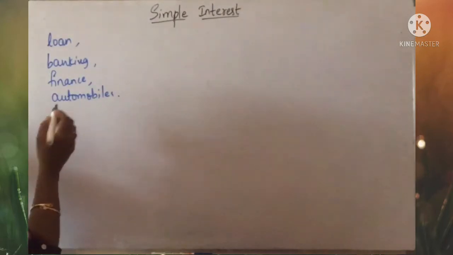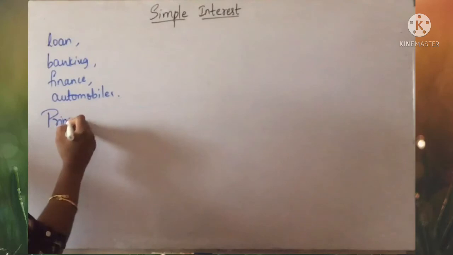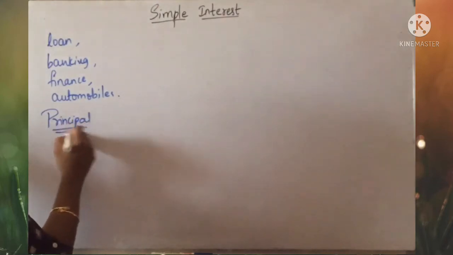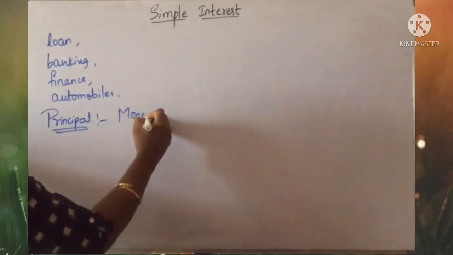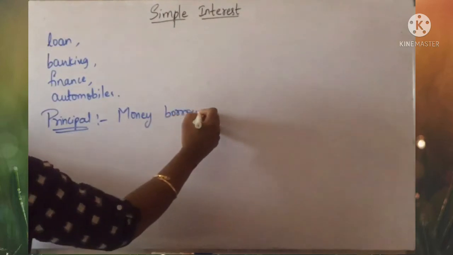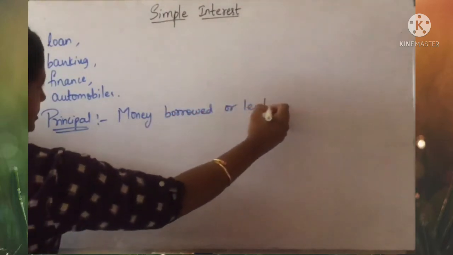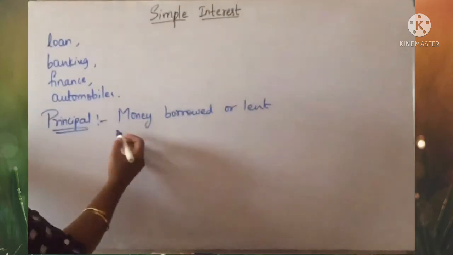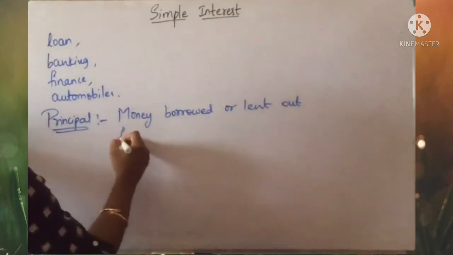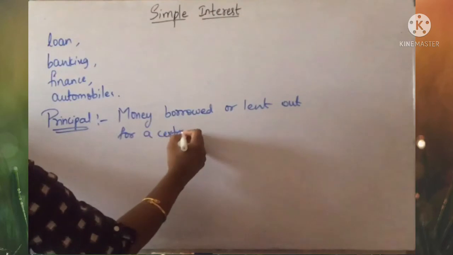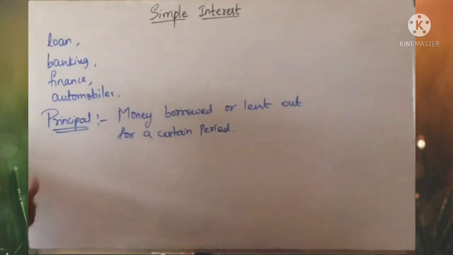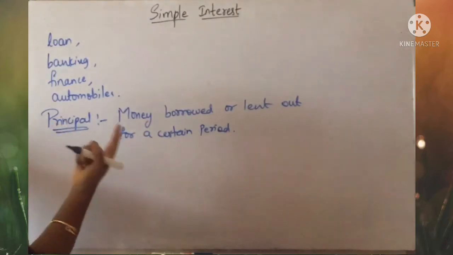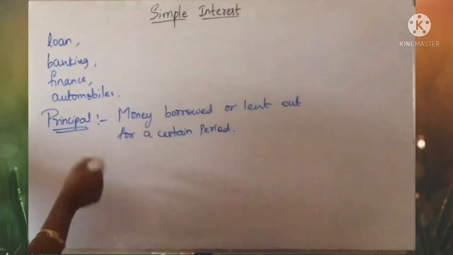Now money borrowed, that is nothing but the principal. What is principal? Here money borrowed or lent out for a certain period is called the principal. So the definition will be: money borrowed or lent out for a certain period is called the principal. So this money would be used by the borrower for some time before it is returned, right?